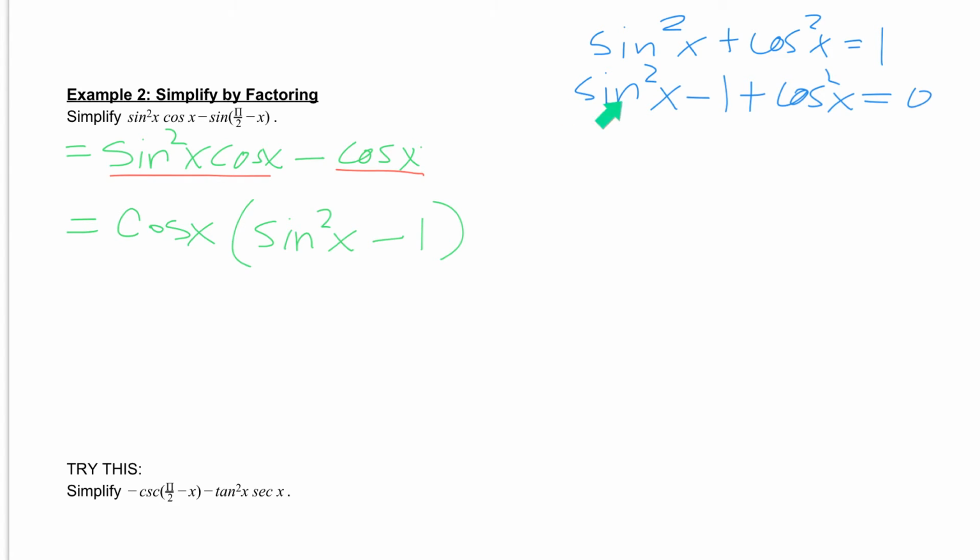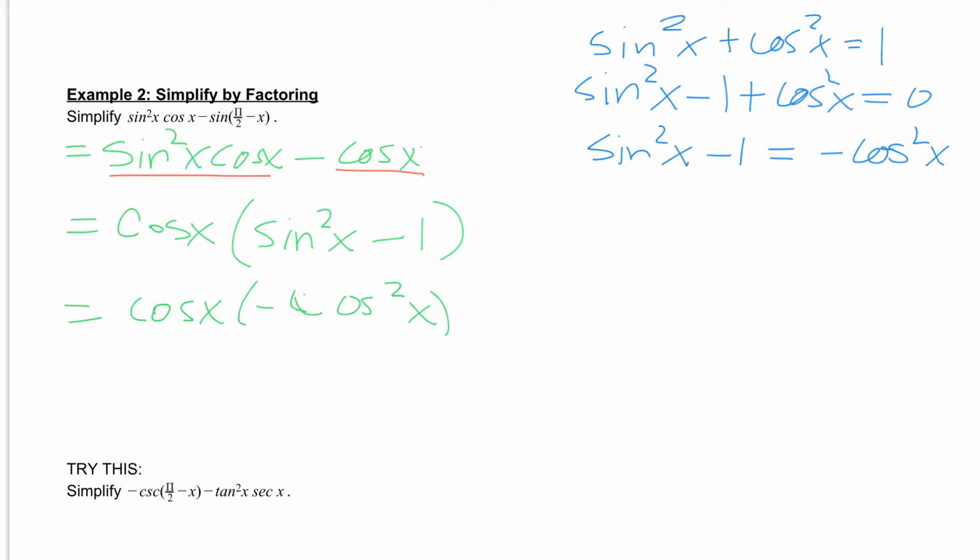And I only want the sine squared x and the minus 1 on this side, which means I want to get rid of this cosine squared, and I want to move it to the other side. Since it's positive, I'm going to subtract it. So I have sine squared x minus 1 equal to negative cosine squared x. And that's what I'm going to replace. It's a negative cosine squared x that's going to go inside for this. So I can now come back to my work and say cosine x times negative cosine squared x. And then I can multiply these together. Cosine x times negative cosine squared is just negative cosine to the third x.